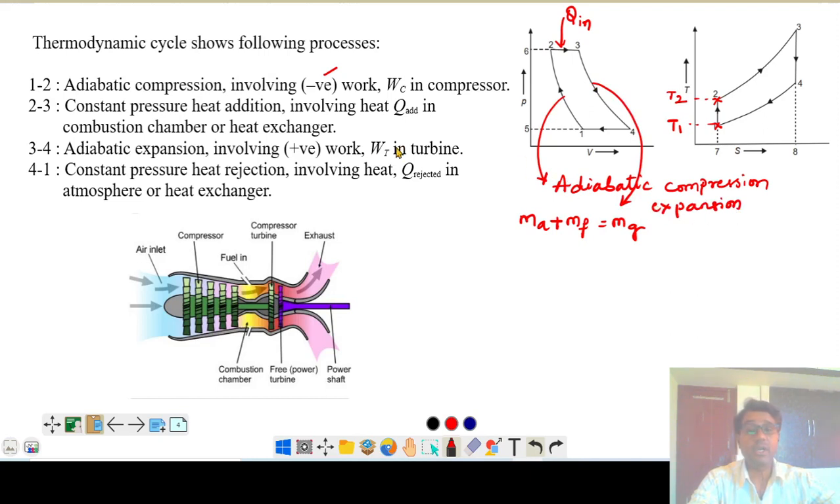This work is called positive work. This is work done in the turbine, that means work done by the gas. It is not on the gas, it is by the gas. So it is called positive work. Next, 4 to 1 is a constant pressure process where the expanded exhaust gases are released into the atmosphere. Generally, the pressure of the exhaust gases should be equal to the atmospheric pressure to increase the efficiency. So this is the PV and TS diagram of the open cycle and how it works.